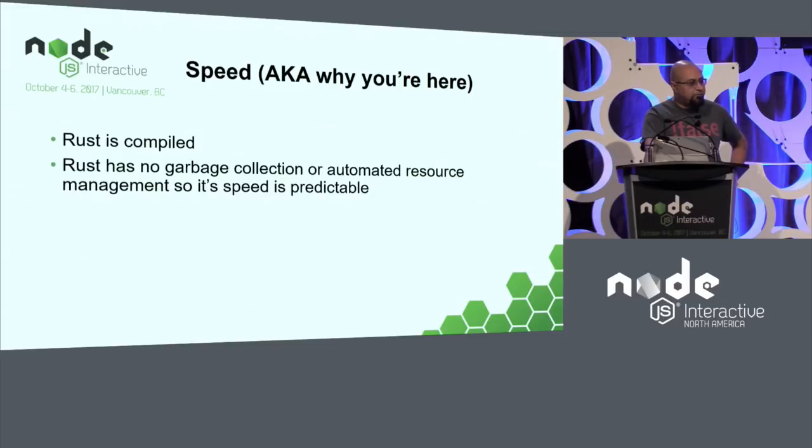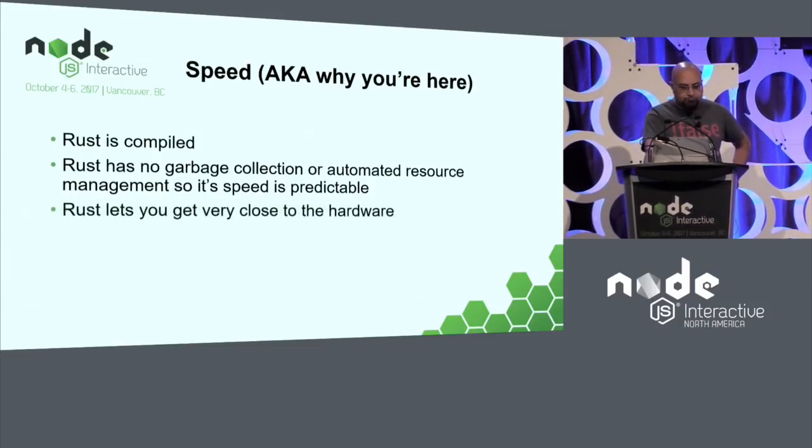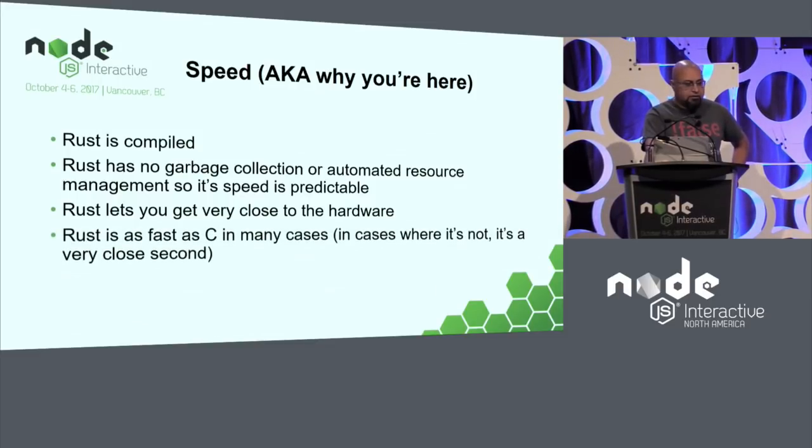This makes it very predictable. It makes it very fast. You don't pause for GC cycles at random times and things of that nature. You can get very close to the hardware in the sense that you're on the CPU already, but you can also do things like run on the GPU and do all kinds of crazy things with hardware that obviously you can't do with JavaScript. In most cases, Rust is as fast as C, which is extremely impressive. In cases where it's not, it's a pretty close second.